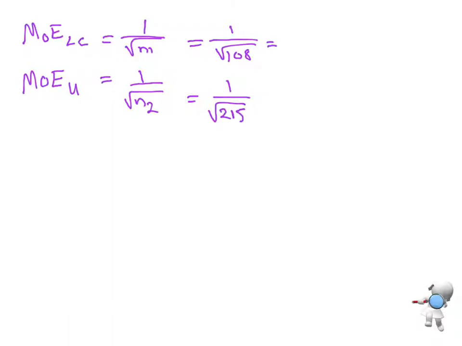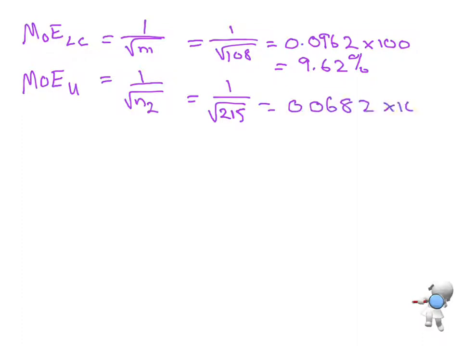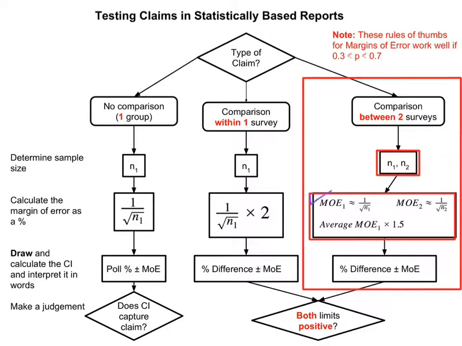1 over the square root of 108 gives me 0.0962. Multiply that by 100 and that gives me 9.62%. 1 over the square root of 215 gives me 0.0682. Multiply that by 100, 6.82%. Okay, so I found margin of error 1, margin of error 2.